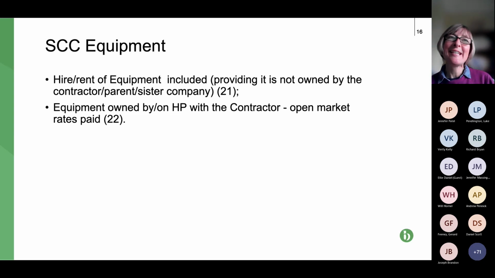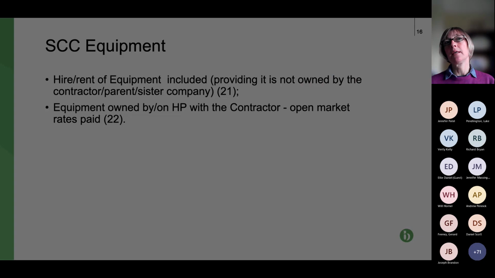Now, there's a caveat here, in that if you hire or rent the equipment from a parent company or sister company, you don't get paid those rates unless it's open or market rate. And ditto, if it's your own equipment as well. So the next slide, and yeah, next slide, please.